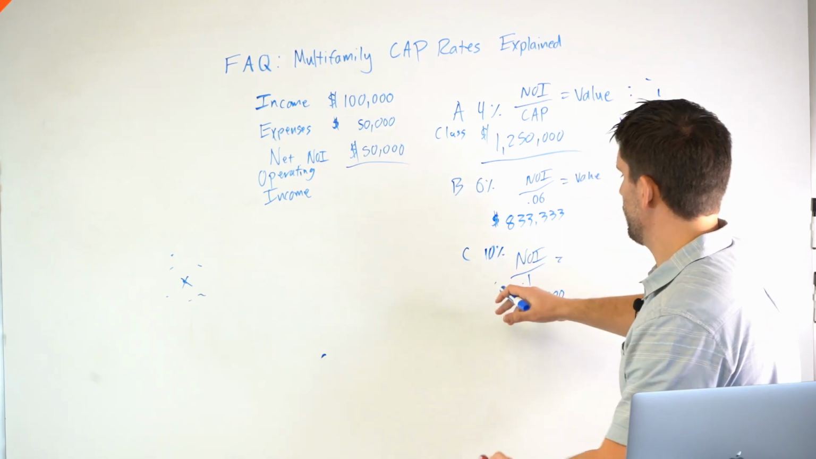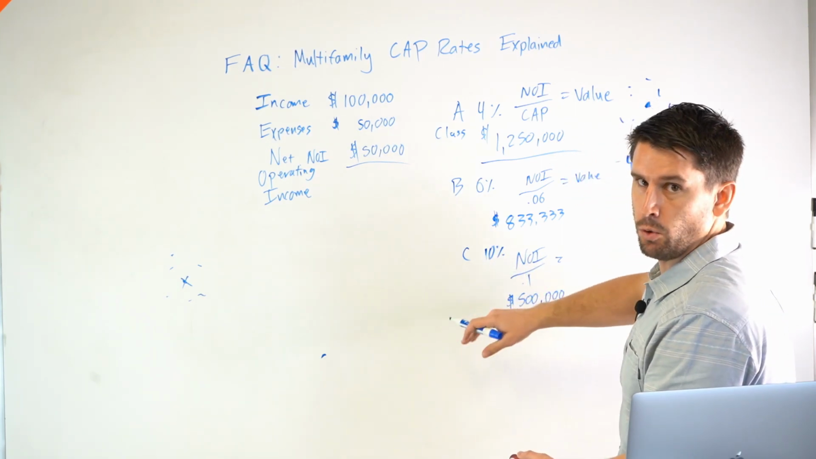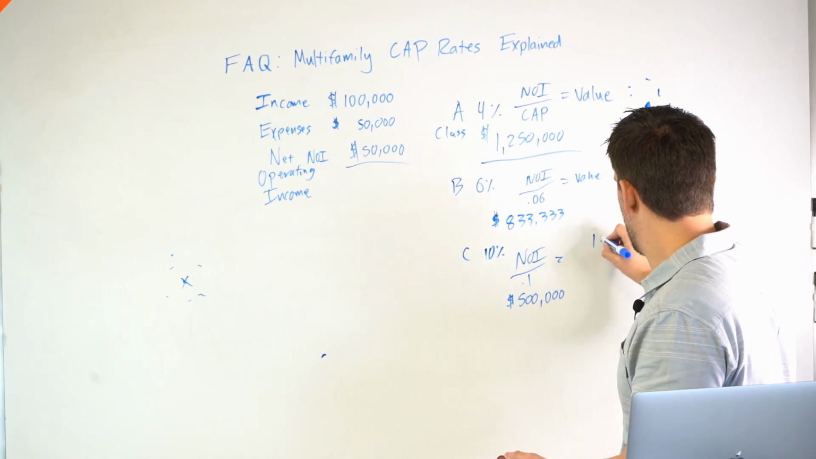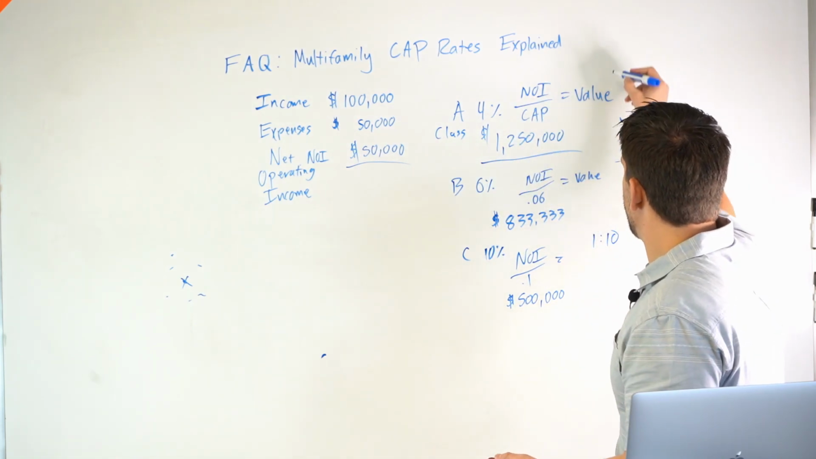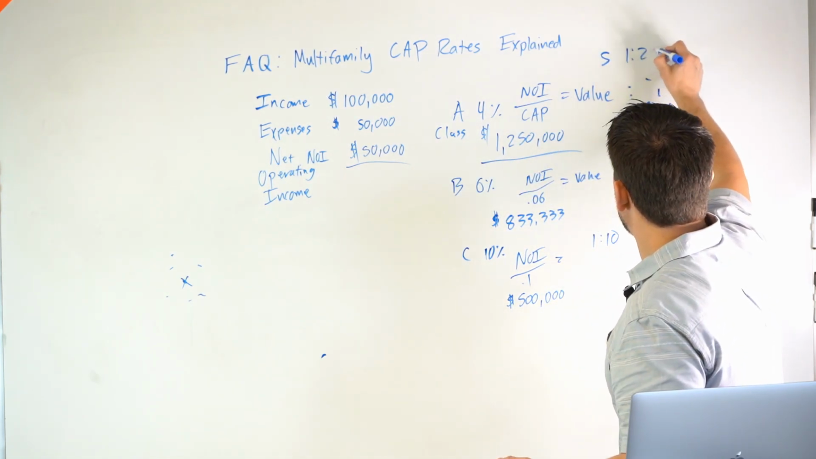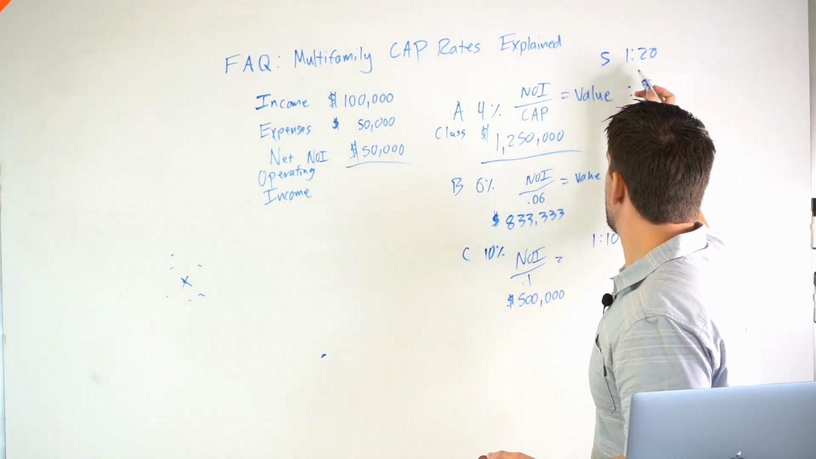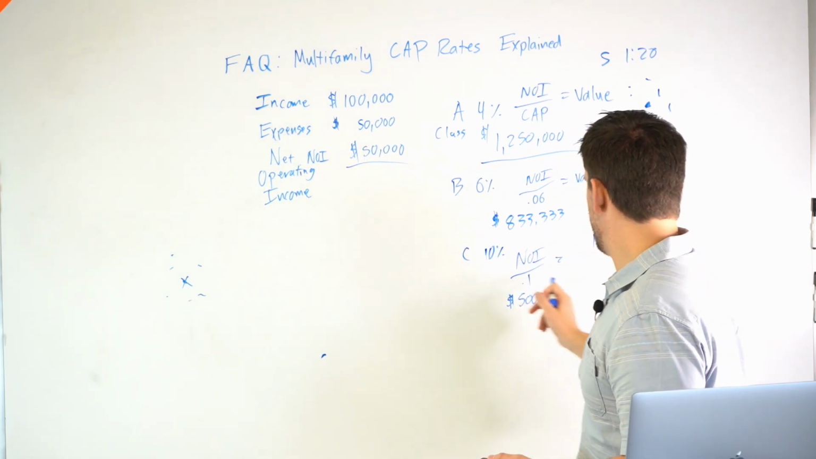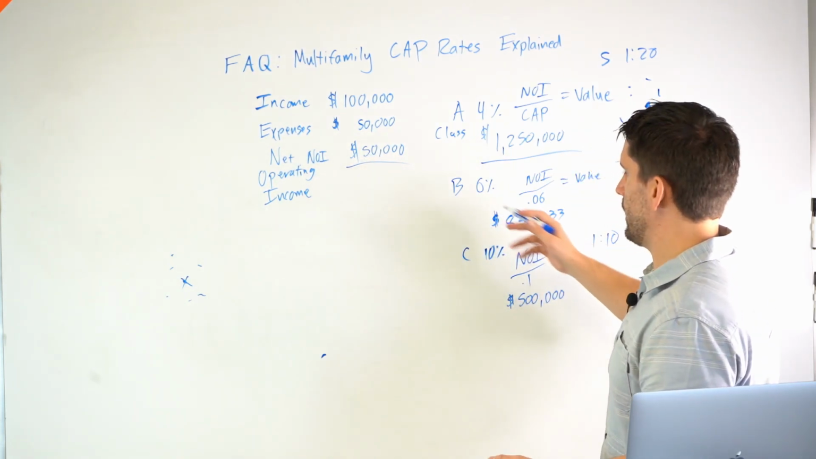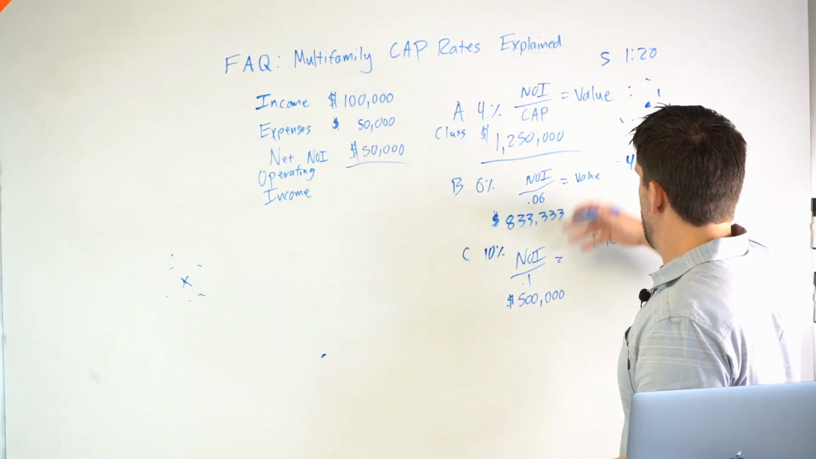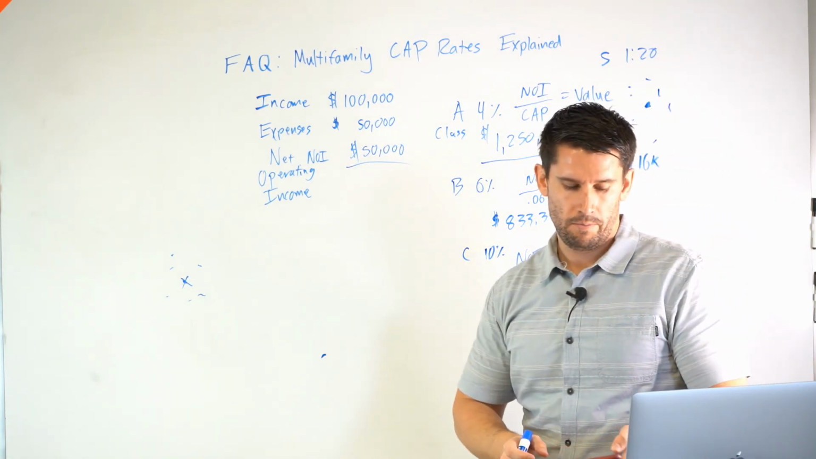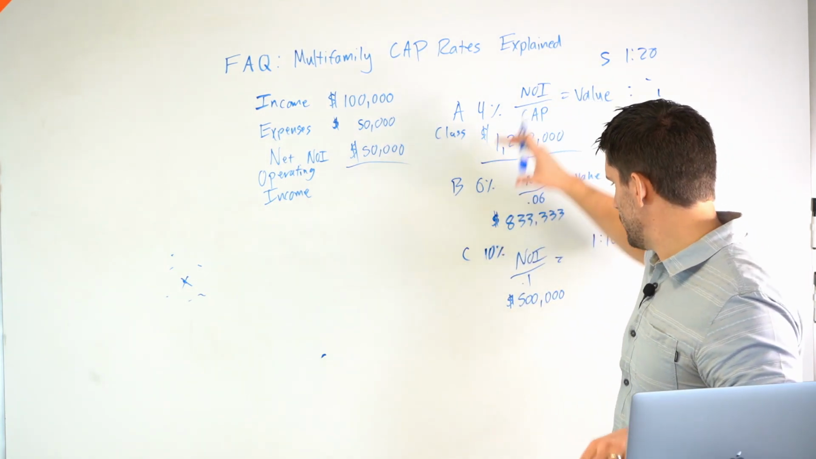Okay, so kind of cool thing with cap rates, if it's a 10 cap, it's a 1-to-10 ratio. If it's a 5 cap, it's a 1-to-20 ratio. For every dollar of NOI, your value's 20 times more. But in a 10 cap, every dollar is 10 times. 7.5 would be in between those two, a 1-to-15 ratio. So that's kind of cool to just see what cap rates are.